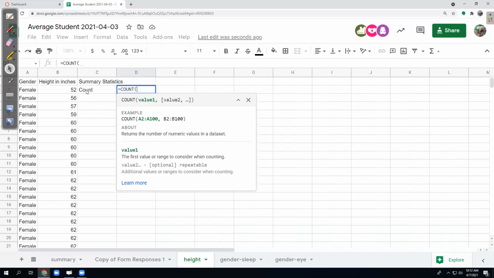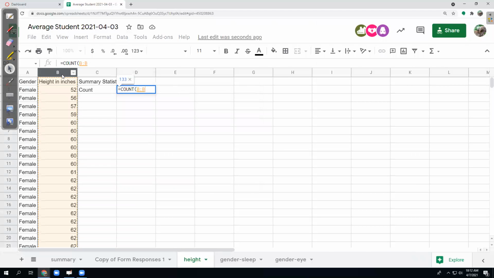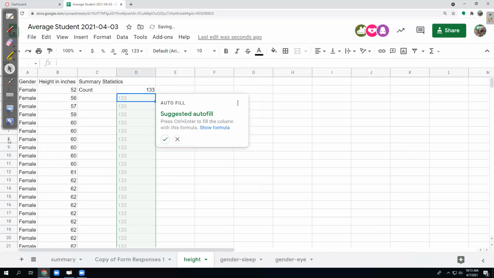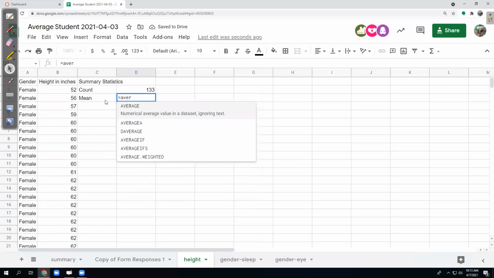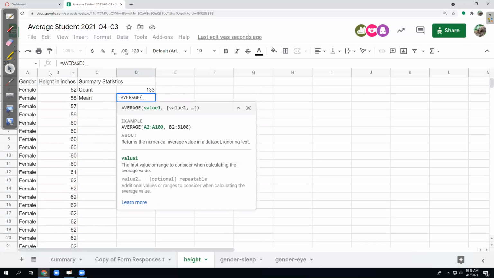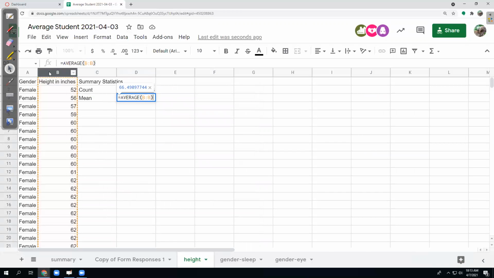Now for this data right here, since I only have the title and the numbers in that column, I can just select the column as opposed to dragging through the specific cells. And then we can reuse this. I do not want to autofill, thank you very much. All right, next thing I want is the mean. On the spreadsheet, the mean is called the average, and there's a bunch of different ones. We just want the one called average. Column B in this case, close your parentheses.